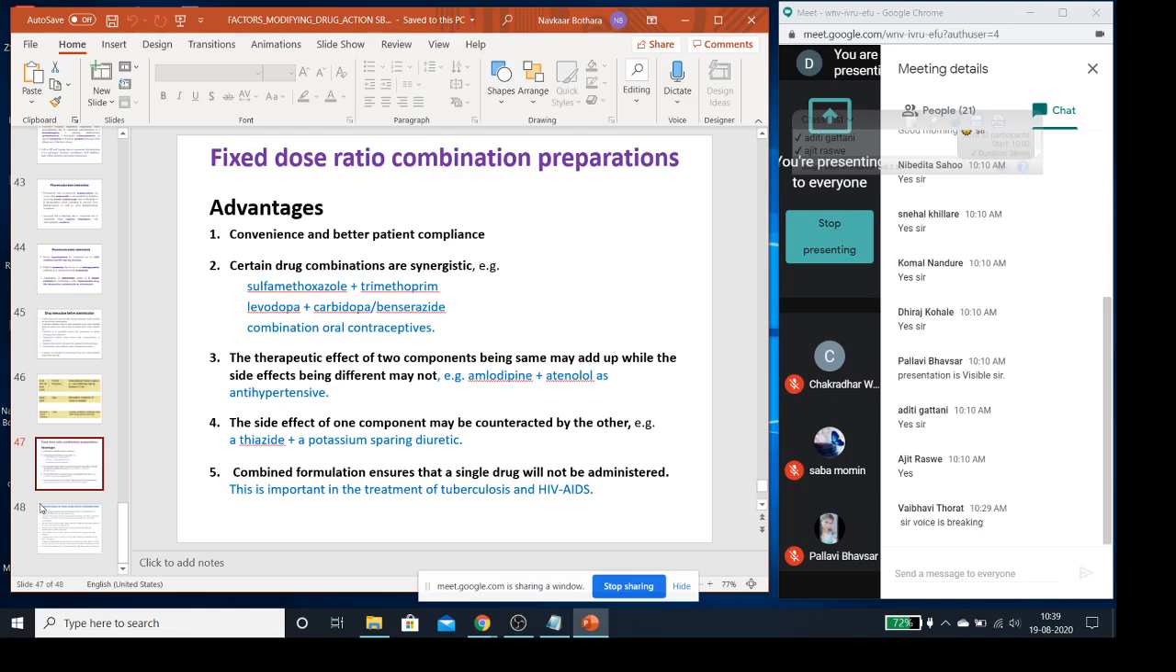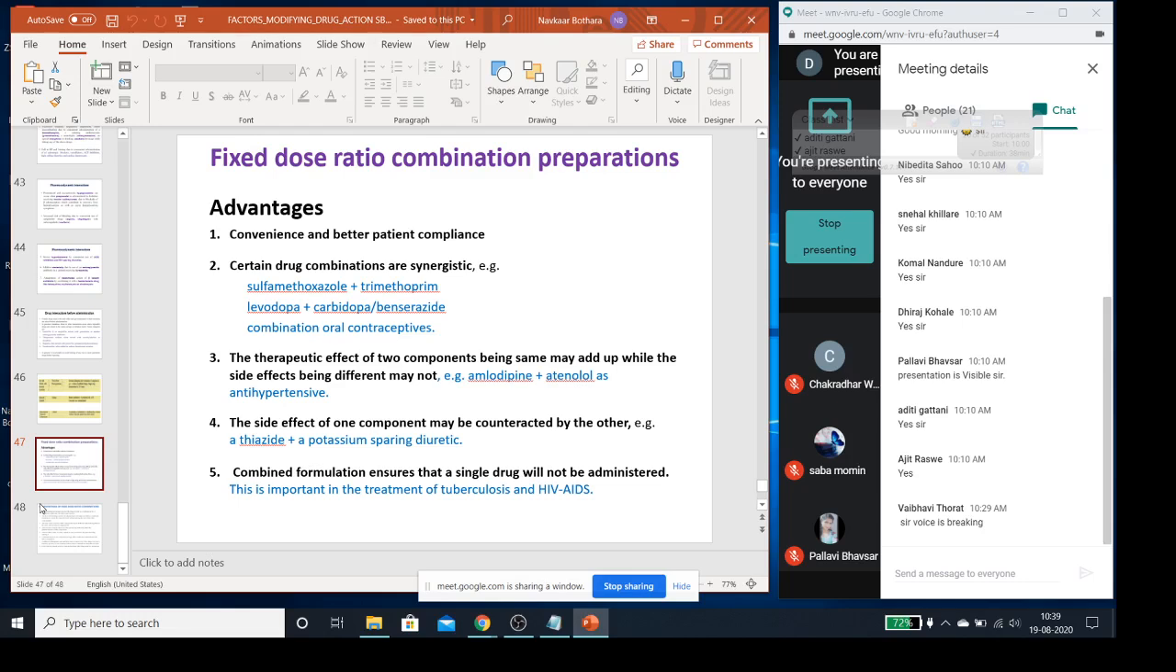So they are always combined because they are known to be synergistic, and therefore it is better that the dose of both drugs is reduced. Then the therapeutic effects of the two components being the same may add up, while the side effects being different, there will be comparatively fewer side effects. For example, amlodipine and atenolol are combined as an antihypertensive. I told you about it, that earlier we have seen that they can cause marked hypotension.